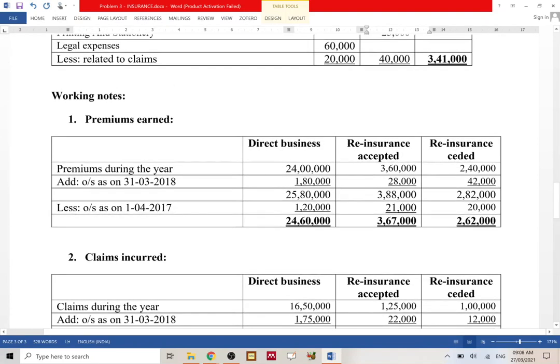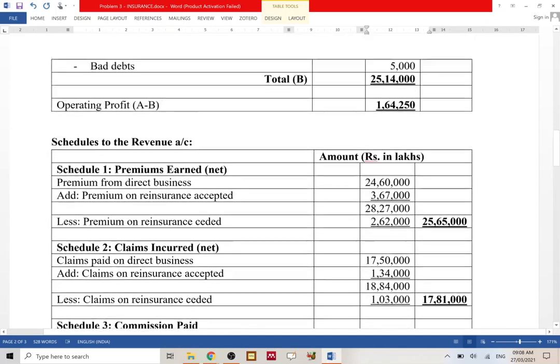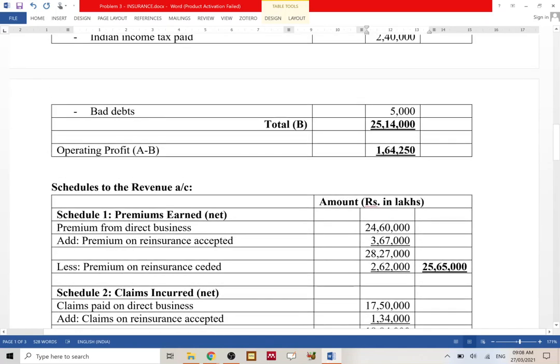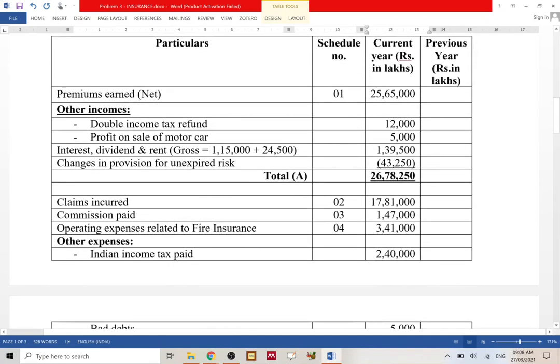So I hope this entire problem was clear. So this is how revenue accounts for insurance companies are prepared, and the different types of incomes and expenses that are generally put under it.